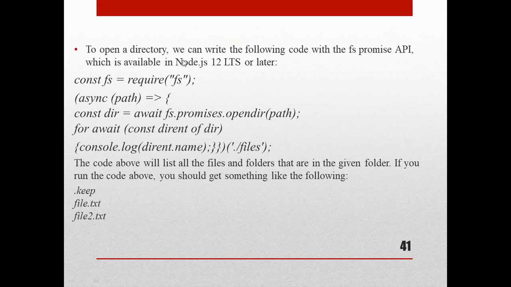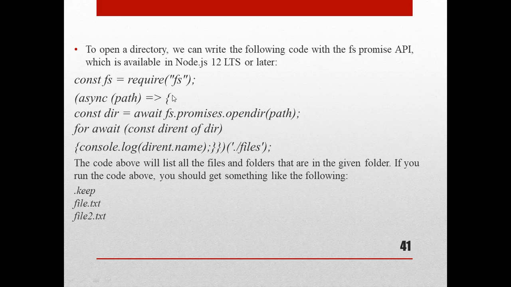To open a directory, we can write this sample code. This is for Node.js 12 LTS or later; several FS promises APIs are available in these versions. Here you can see const fs equals require, and what we require, in double quotes, is fs, that is the file system. Then in brackets, async, in brackets path.